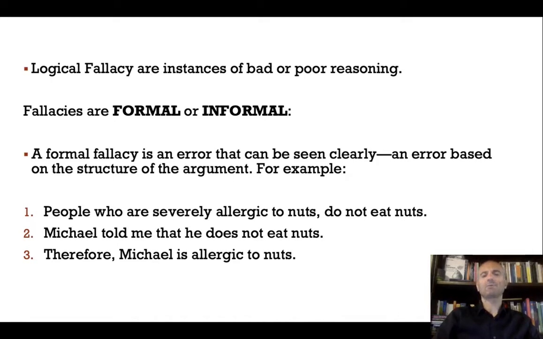Let me give you an example of a formal fallacy. A formal fallacy is an error in logic that occurs because of the structure of the argument. So there is a problem in the structure of the argument.